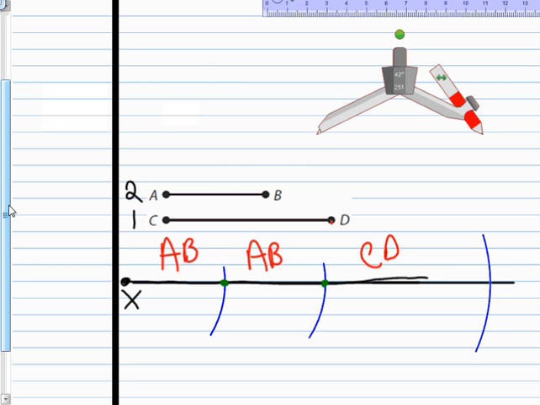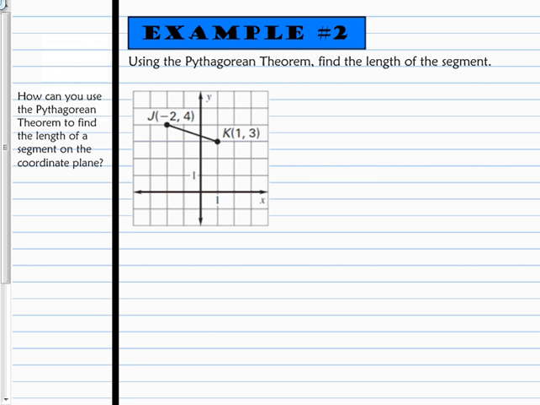So this is one way that you can make a construction without using measures. We're also going to use the Pythagorean theorem to find the length of a segment on a coordinate plane. This is example 2. You see that I skipped over the distance formula in your notes. We'll go back to the distance formula in a few minutes. So using the Pythagorean theorem, I'm going to find the length of the segment.